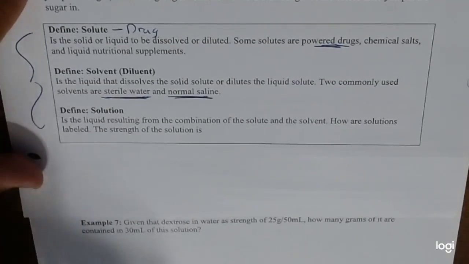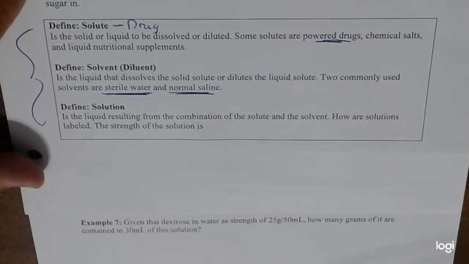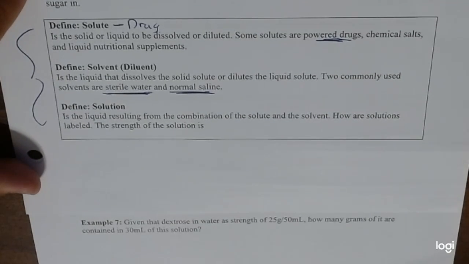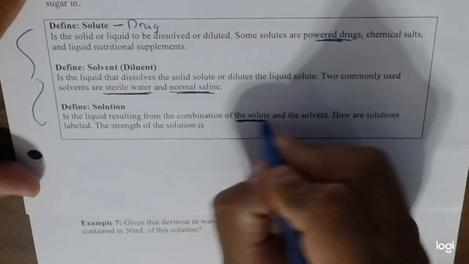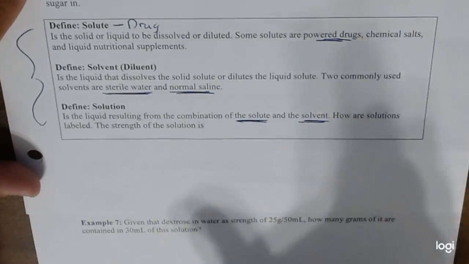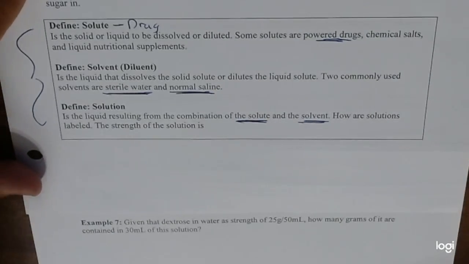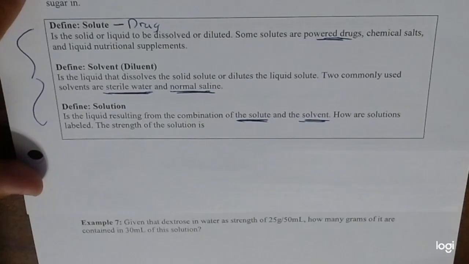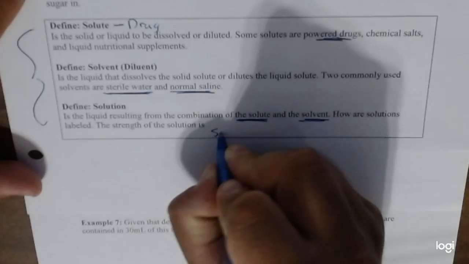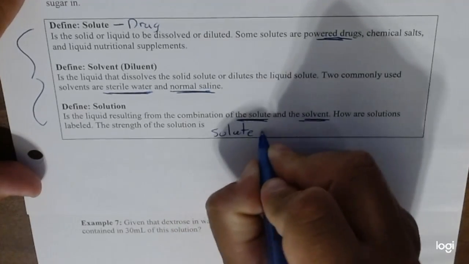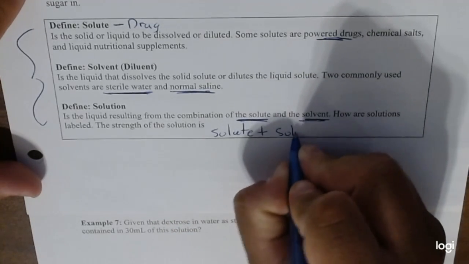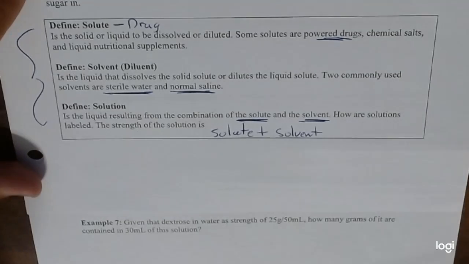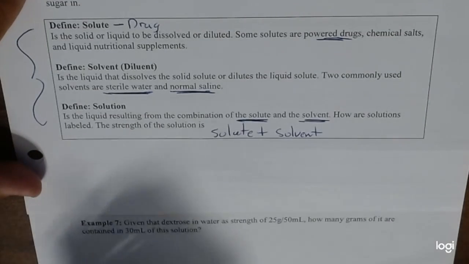Now, the next definition is called a solution. The solution is the liquid resulting from the combination of the solute and solvent. You can think of the solution as both the solvent and solute put together in one whole complete solution. When it comes to the solution's label, the total is always solute plus solvent, right? That's the whole thing. You're adding these two together to get the entire solution.